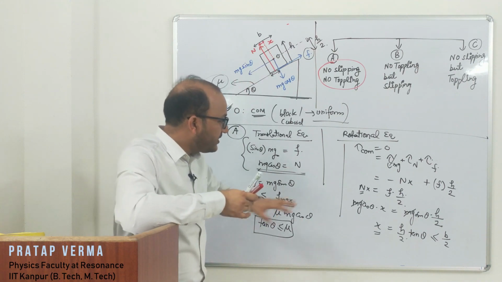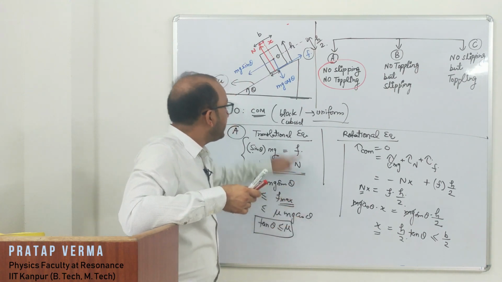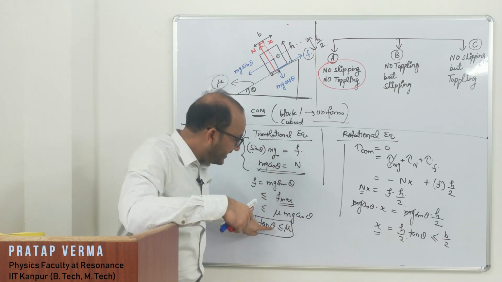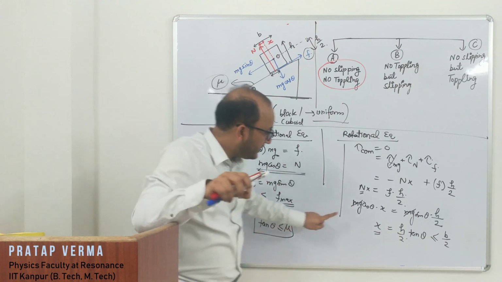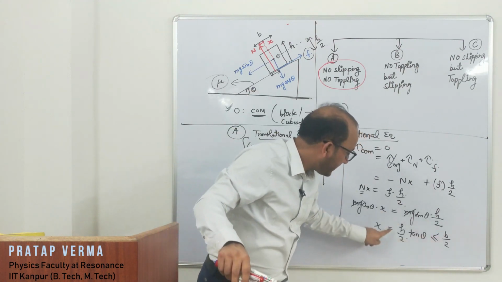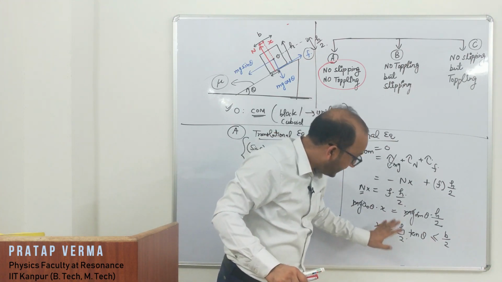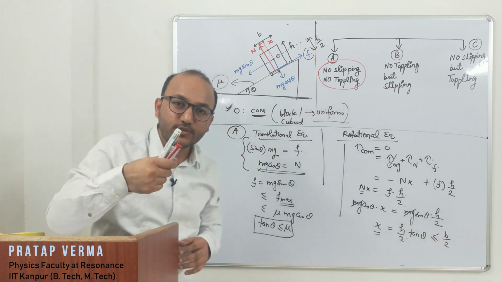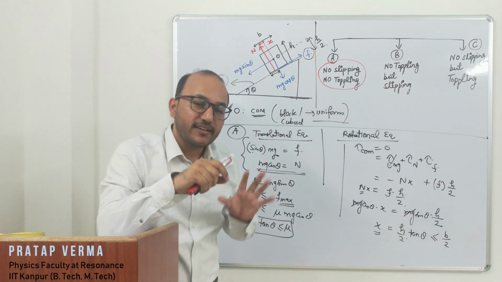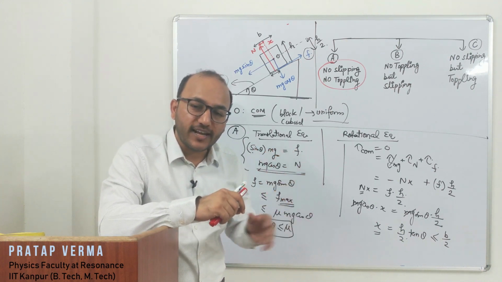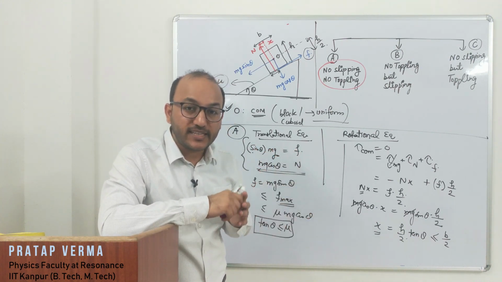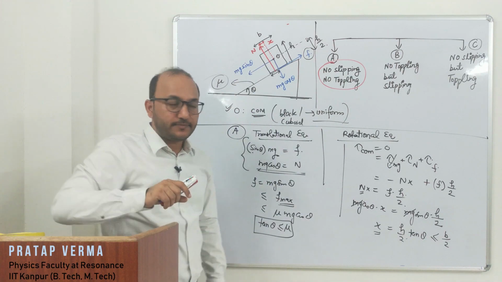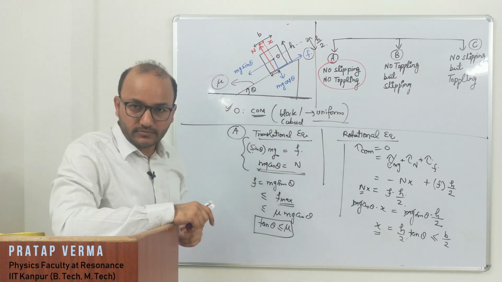So if we know the numbers, what is mu, what is theta, what is a, what is b, we can check for ourselves whether tan theta is less than or equal to mu or not, and whether x, that is h by 2 tan theta, is less than or equal to b by 2 or not. So just by looking at those numbers, we will be in a position to decide whether the block placed on the inclined plane will slip down or not, whether it will be in case 1 position or not. Having done that, I will now analyze case B.